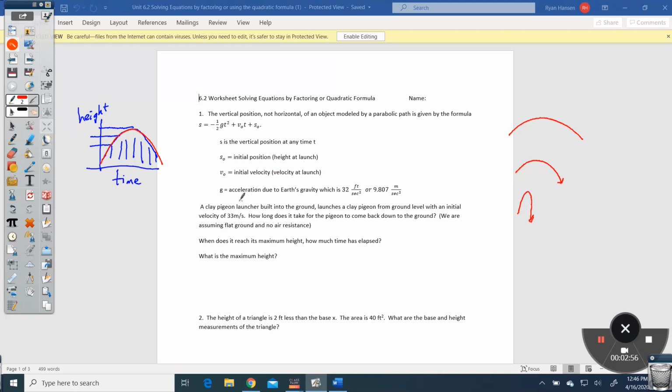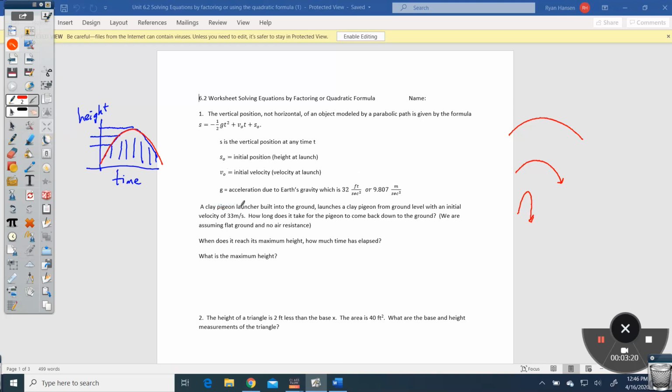Everything goes to the ground because of gravity. And depending on whether we use feet per second or meters per second, it depends on the formula, or on what's in the problem. But you need to have everything the same. So if it's in meters, it needs to be meters. If it's in feet, it needs to be feet. That will be a crucial thing to understand as we go throughout this.